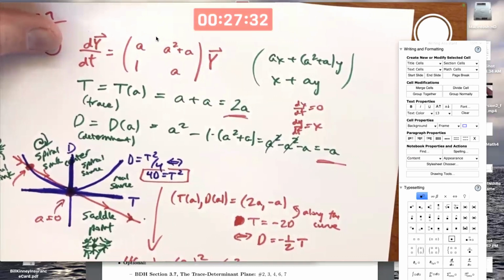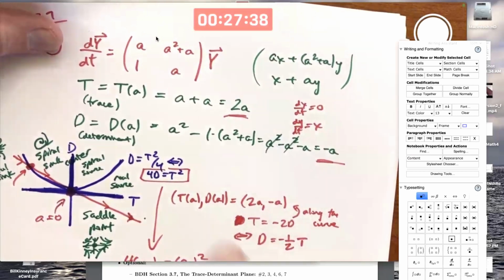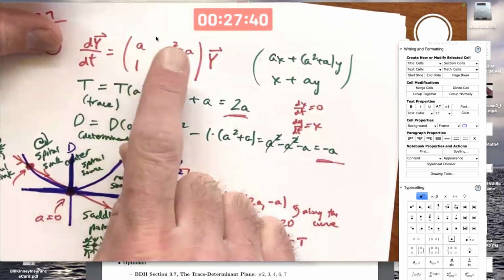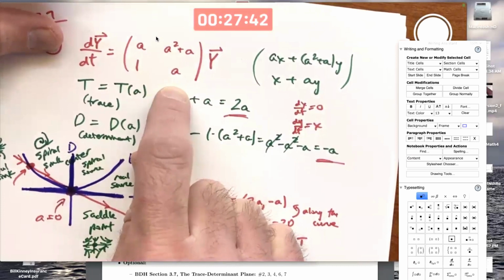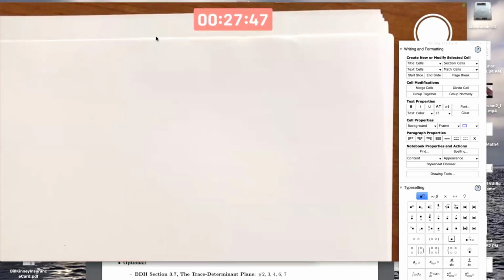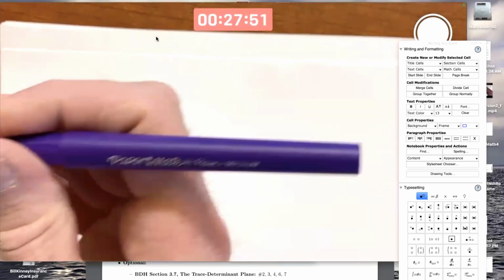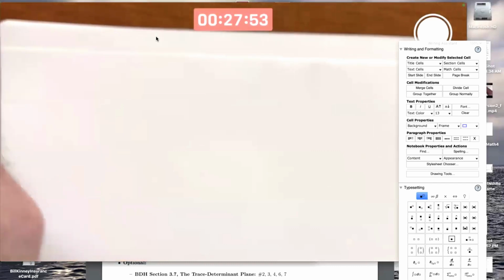Why don't we pick one where it's a saddle point? Like A is positive 1. If A is positive 1, the matrix will become 1, 2, 1, 1. That's a matrix that I've often used for P, right? But here I'm using it for A.